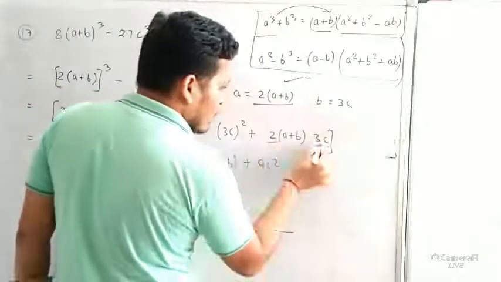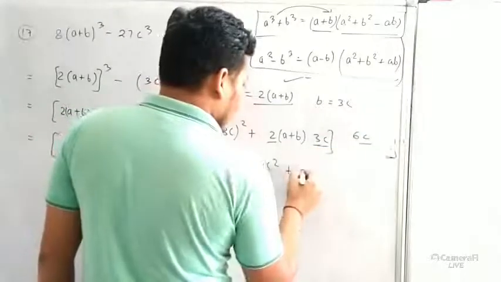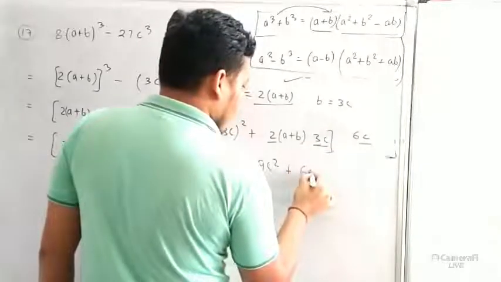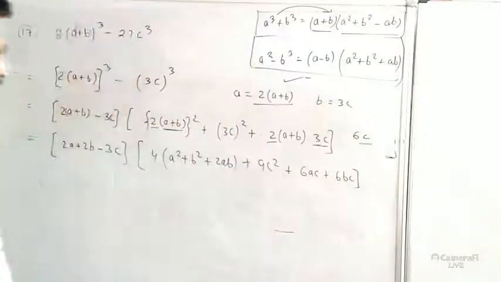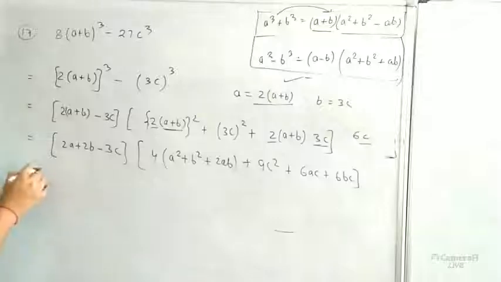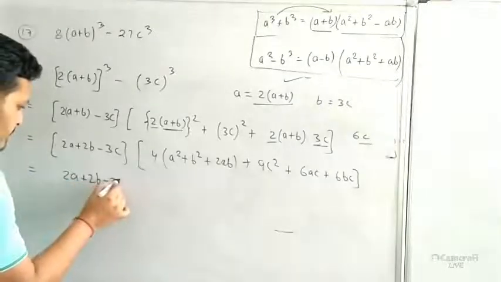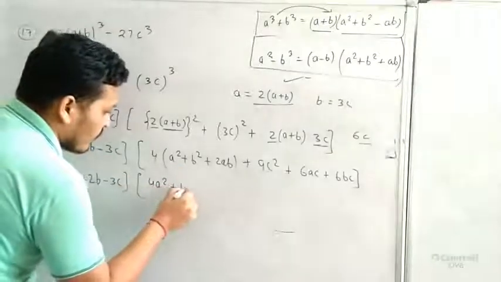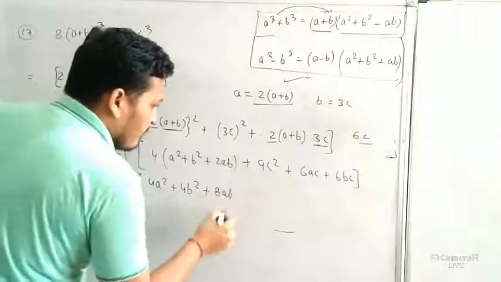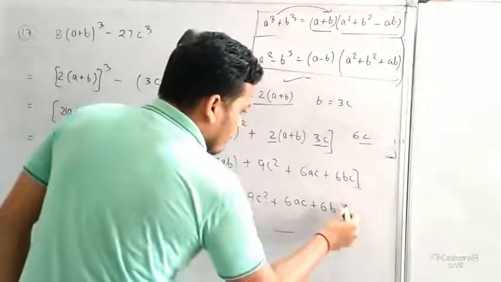Multiply it in the bracket: 2 times 3 is 6c, and 6c multiplied with a and b, how much will it be? Plus 6ac and plus 6bc. So let's check what we get. When we solve it, this is question number 17. Question number 17 is 2a multiplied by (2a plus 2b minus 3c). And the second part is multiply the 4 here. So 4a square plus 4b square plus 8ab plus 9c square plus 6ac and plus 6bc.